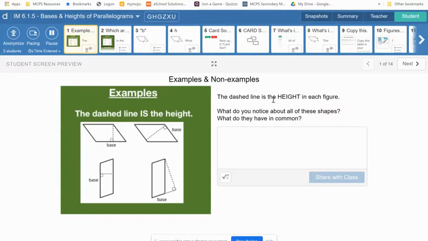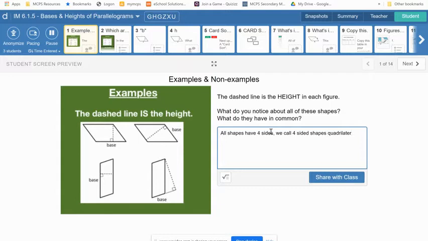What do you notice about all these shapes? What do they have in common? All shapes have four sides. We call four-sided shapes quadrilaterals.